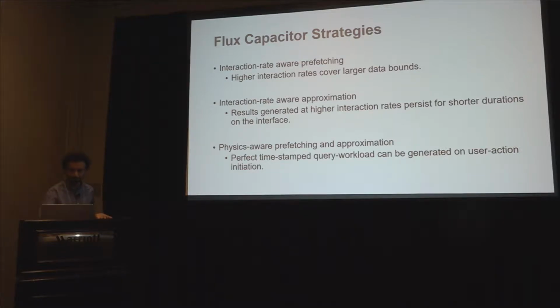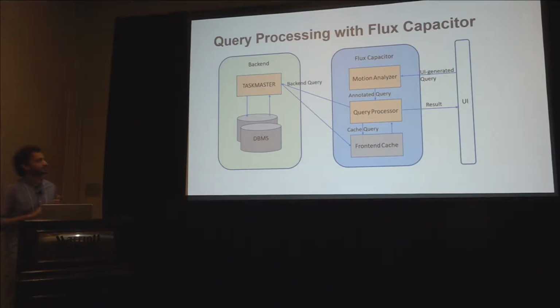And that's what we do. So this is a simplified overview of Flux Capacitor. A query comes in from the UI. It is annotated with its motion characteristics, basically what speed the interaction rate is at that point.